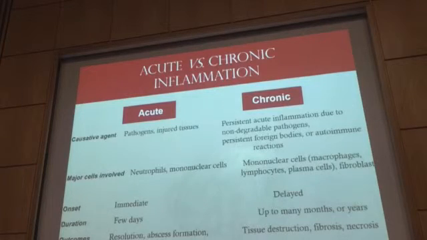The outcomes of acute inflammation can either be, as we discussed, resolution, abscess formation, or progression to chronic inflammation. And the outcome of chronic inflammation is always tissue destruction, sometimes fibrosis and necrosis. There's always tissue damage.